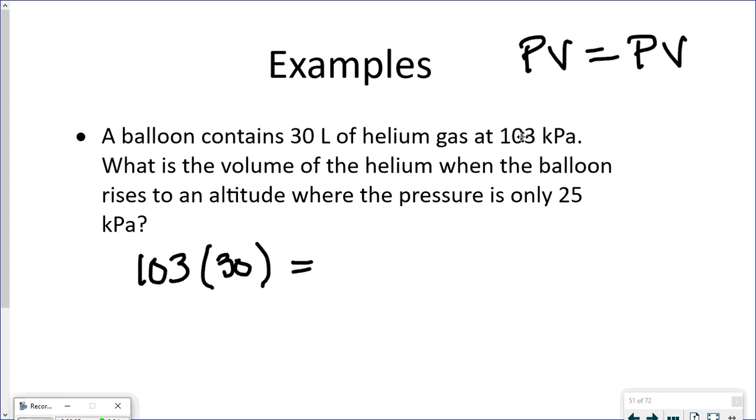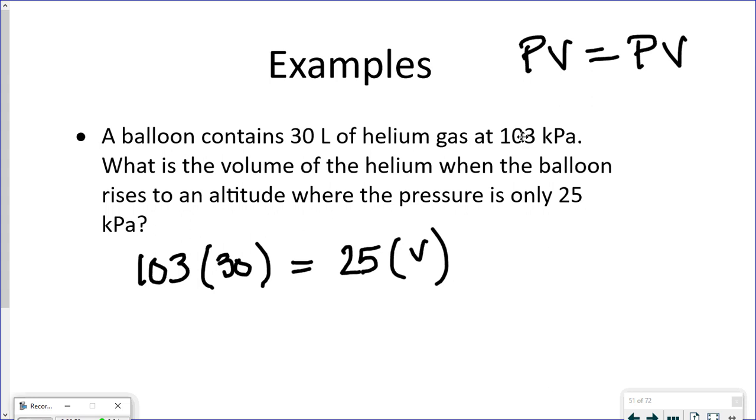And it tells us that our pressure is going to drop to 25 kPa, and it wants to know our new volume. And you can kind of guess what happens since we said that they're inverse. So pressure is going to go down, so our volume should go up. And we're simply going to do some basic algebra to solve for volume.